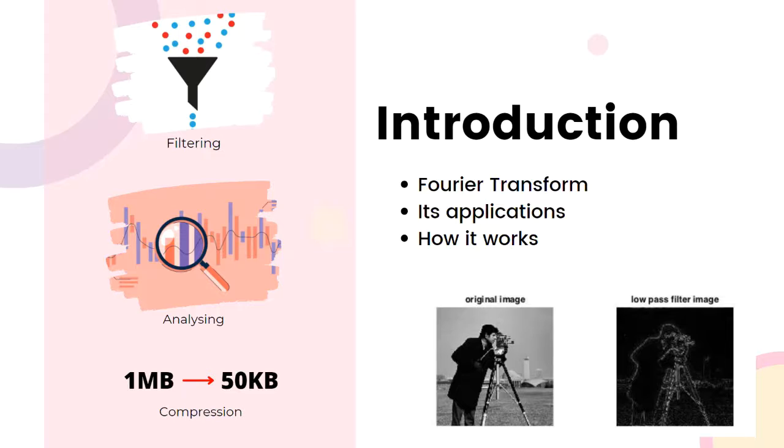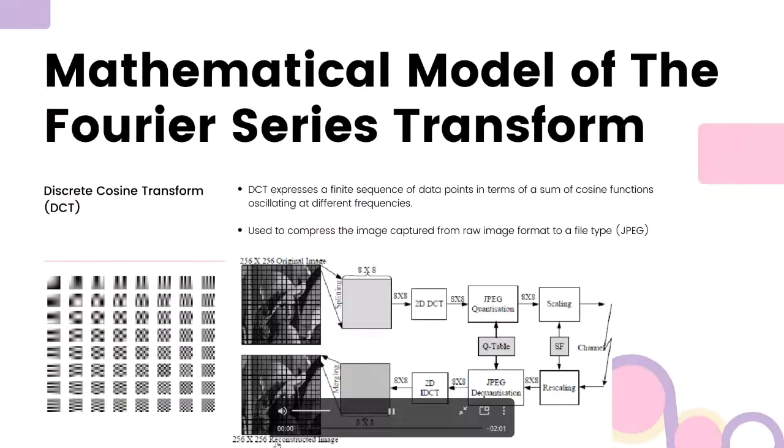So Dihan, please. There are three types of Fourier transformation for image processing. Firstly, the discrete cosine transform, or DCT, is a finite sequence of data points used to compress the original image into a reconstructed image in order to produce file types such as JPEG.